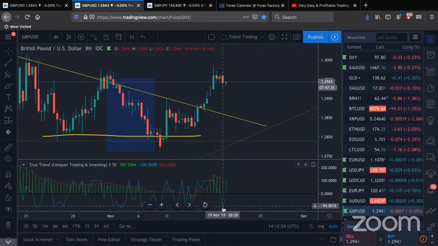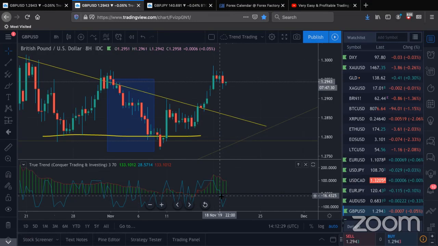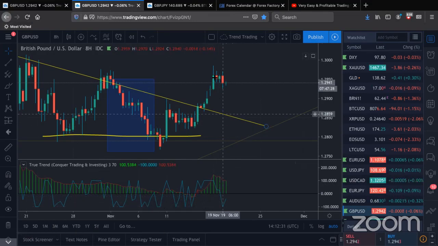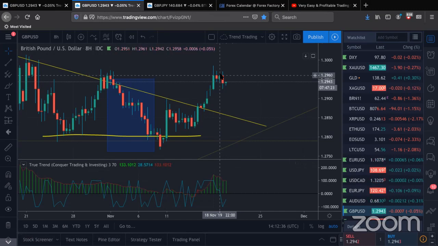I have my entry CCI, this blue line. This is the 3 period, the entry CCI. Once this was pulled down against the trend, I was looking for a long. My long triggered here during London, right? You see it triggered, and then since it sold off, okay?